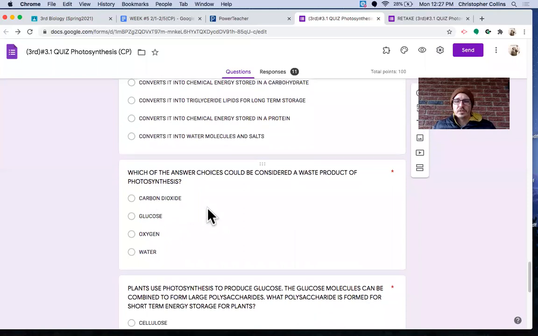Which of the answer choices could be considered a waste product of photosynthesis? So what is something that plants make that they're not really going to hold on to and they're going to release into the environment? And that's going to be oxygen, right? The air that we breathe is produced through photosynthesis, right?